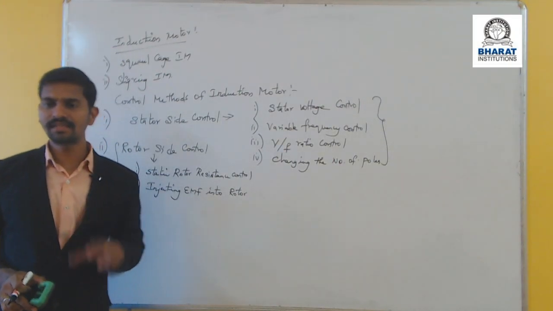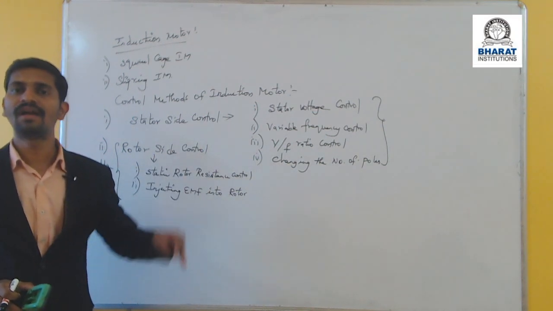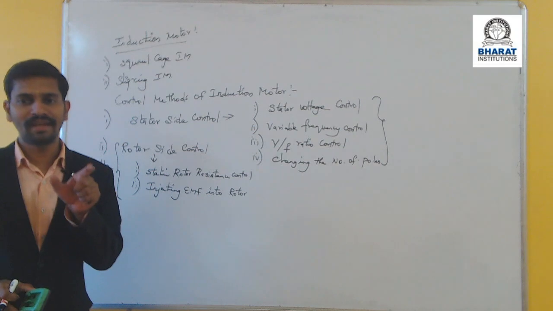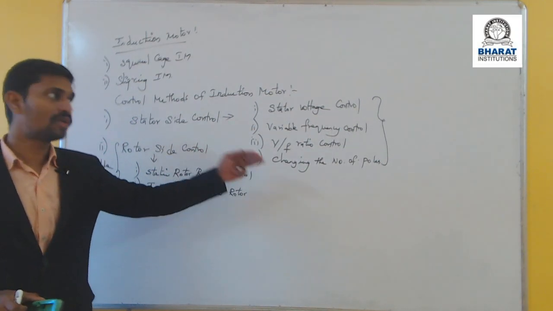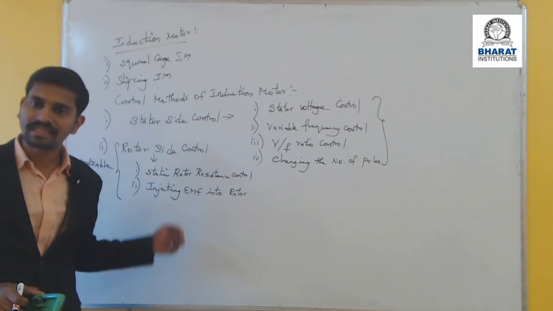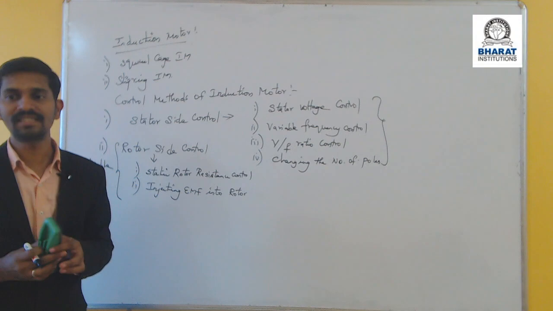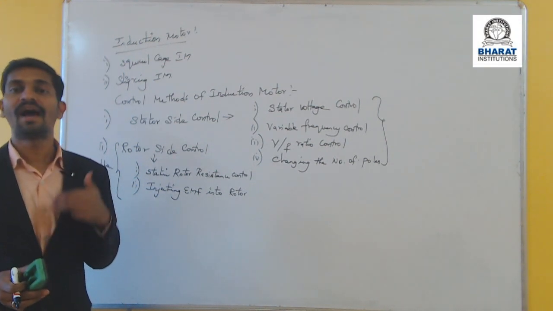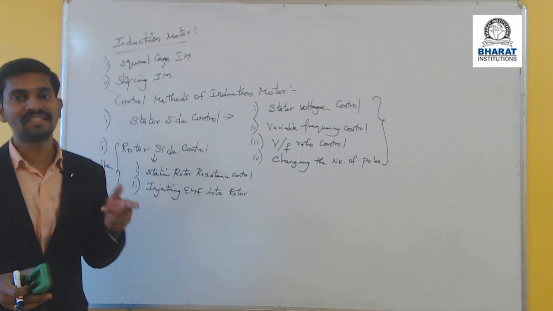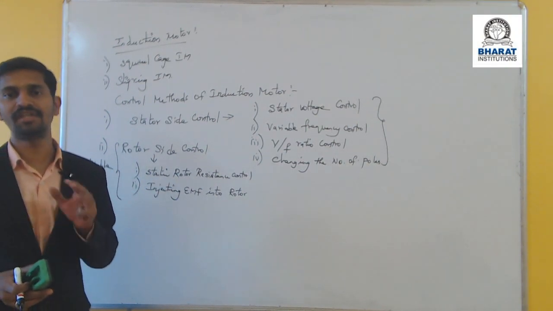So today we discussed about what are the control methodologies available for induction motor. So in induction motor the speed can be controlled with the help of rotor side parameters and the stator side parameters. So by controlling the stator side parameters such as stator voltage control and variable frequency and V by F ratio and changing the number of poles, we can control the motion of the induction motor.